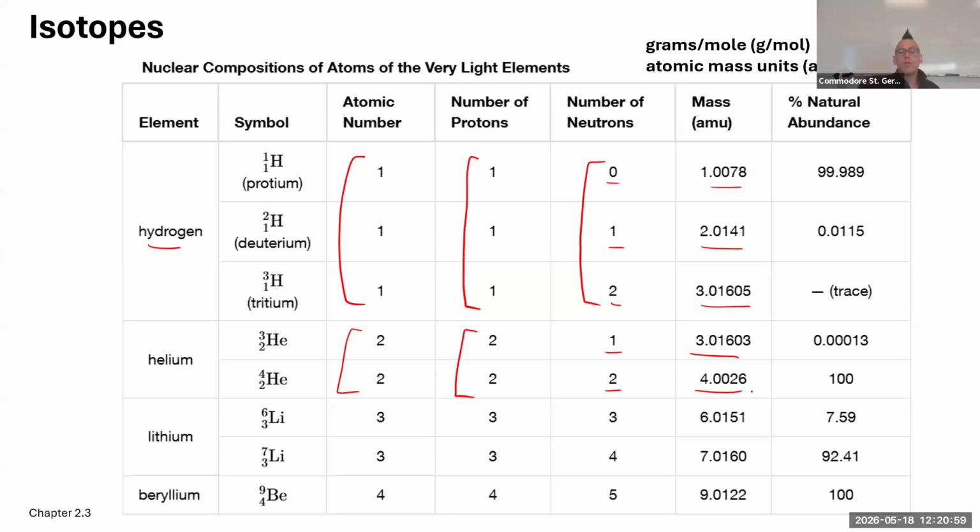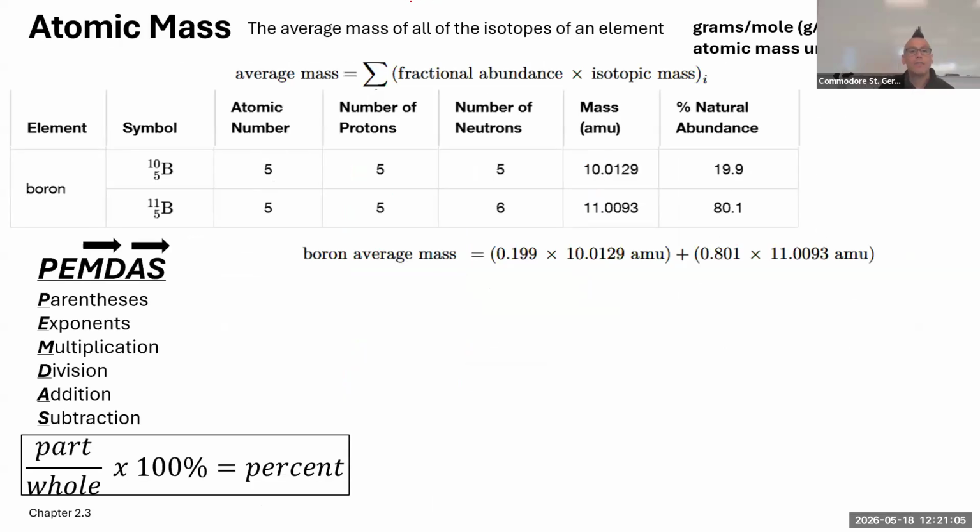So we're going to figure out what to do with this, and we're going to calculate the atomic mass, which is the average mass of all the isotopes of an element. So we're going to get those different isotopes. Like this one has a mass of 10 something. This has a mass of 11 something. And these are the natural abundances. Natural abundances are the percentage of these isotopes we find in nature. So, this is how we're going to calculate the average mass of all isotopes of an element. Specifically, this is going to be boron for this example.